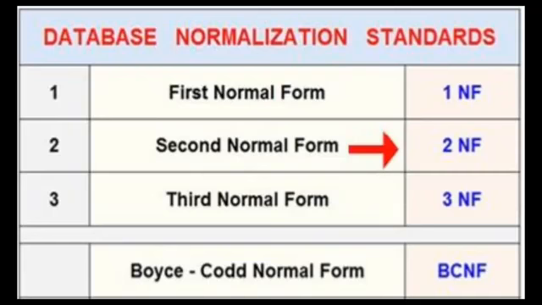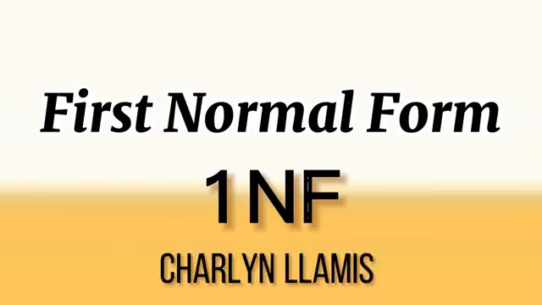In practice, database normalization up to 3NF, which includes 1NF, 2NF, and 3NF, is considered to be sufficient for most databases. First, 1NF, first normal form.